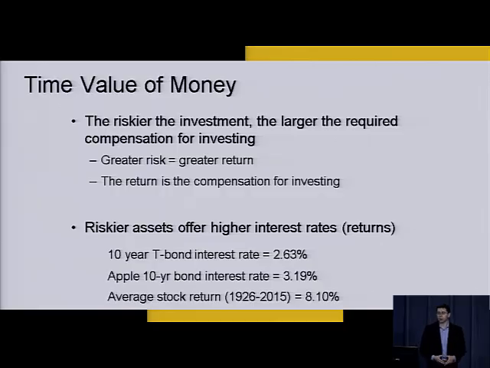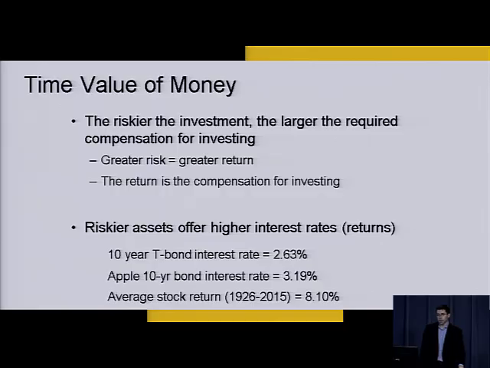Now, I thought it would be a good idea to show you some historical data on the returns or the interest rates of some very popular assets in the U.S. economy, just to illustrate this point. So, for example, the yield or the interest rate on a 10-year U.S. government-issued Treasury bond is currently 2.63%.